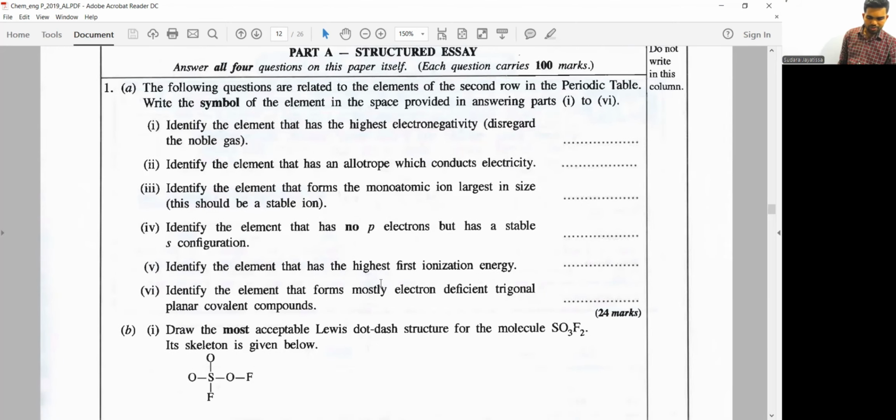You can find these essay questions in your tute also. If you check page number 49, you can find this structured essay, right? So I'm going to go to the tute and do the question. Let's start the question by writing the second row elements in the periodic table. So what are these elements?